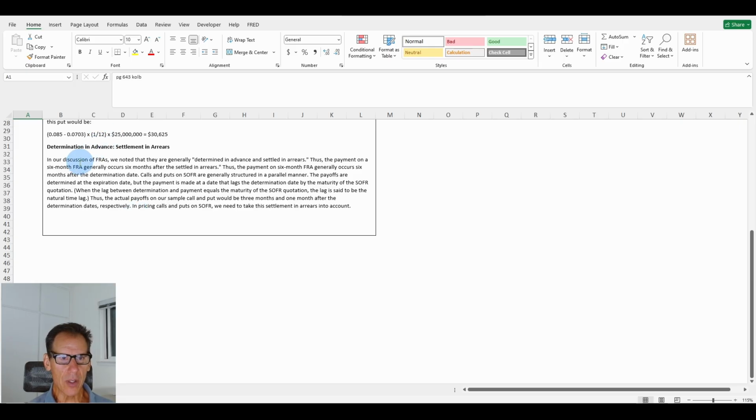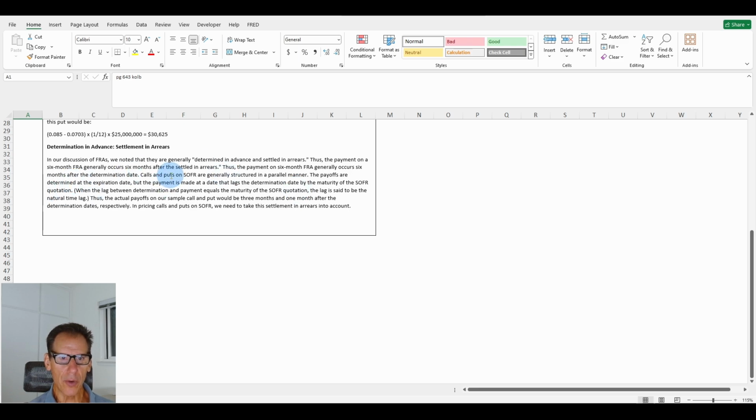Determination in advance, settlement in arrears. In our discussion of forward rates, we noted that they are generally determined in advance and settled in arrears. What does that mean? Thus, the payment on a 6 month forward generally occurs 6 months after the determination date.